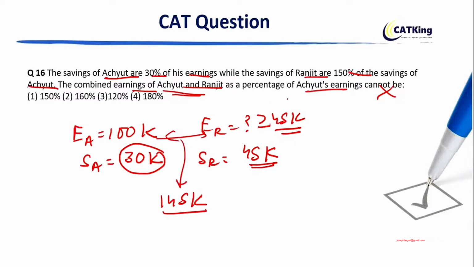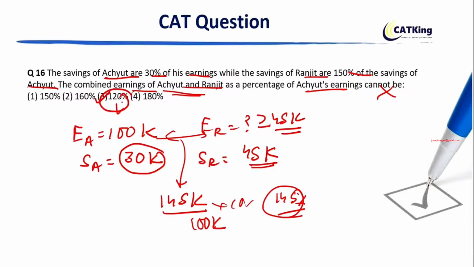As a percent of Achyut's earning, which is 100k, this should be minimum how much? 145% of 100. Minimum 145% it should be. So what can it not be? It cannot be 120. Answer is this. Simple question, guys. See how simple the question is. By the K method, it becomes even simpler.